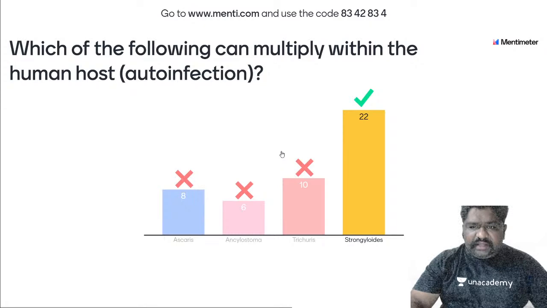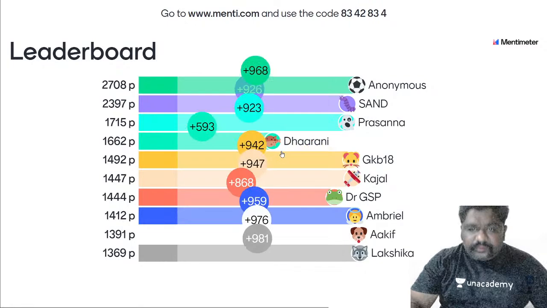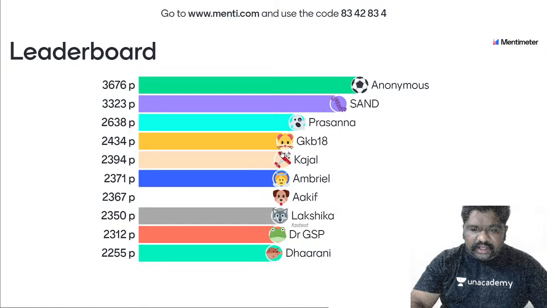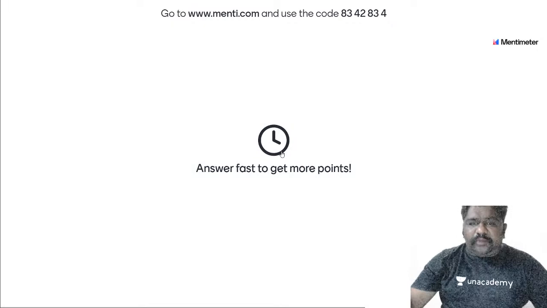Let's look at the leaderboard here. Anonymous is still on top. Sand is here. Prasanna, GKB, Kajal, Ambriel, Akif, Lakshika, Dr. GSP, Dharani. Okay, the top 10 position has changed right now. Excellent playing, people. Let's go for the next question. So we have three more questions to finish this session. Come on, people. The last three questions will make a difference. Try to hold on to your top 10 or try to break into the top 10. It is upon your position.